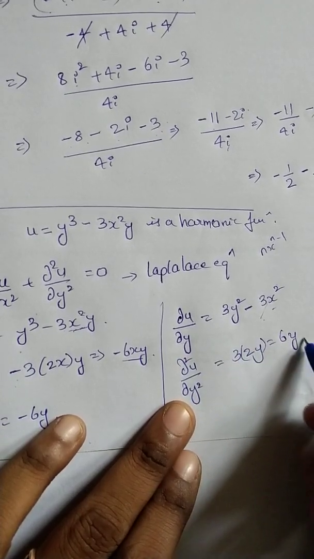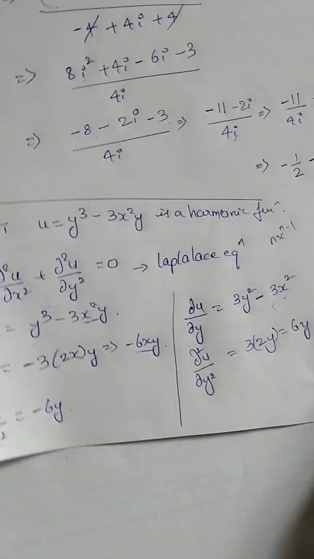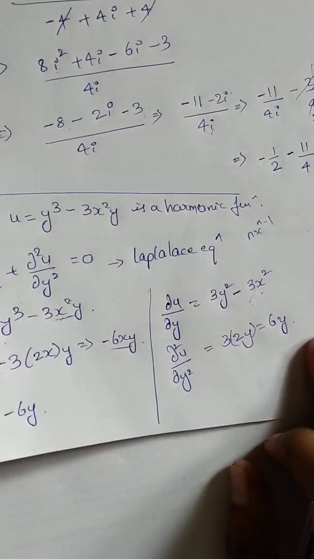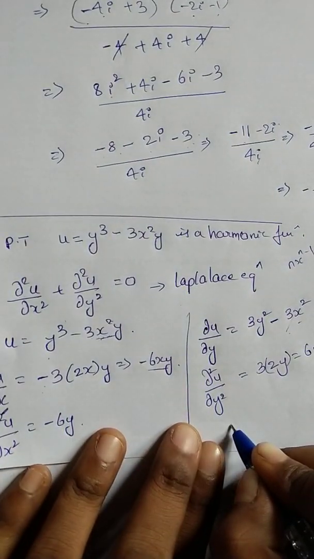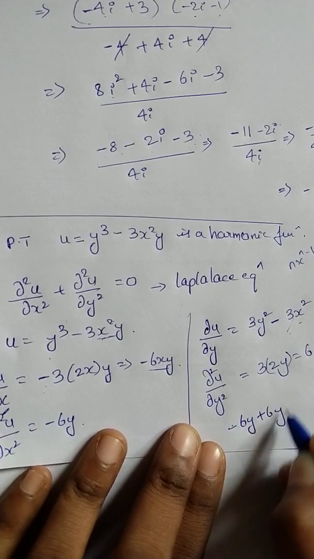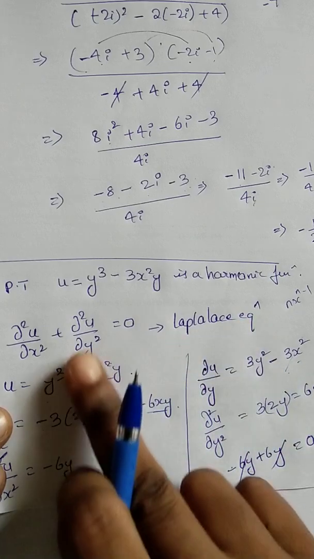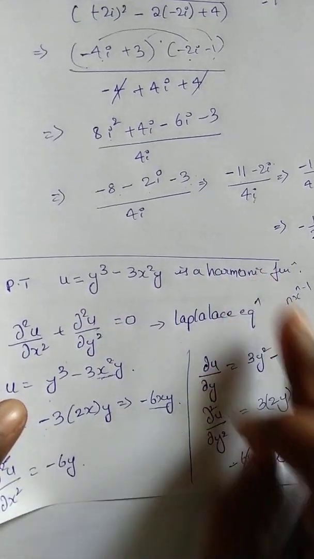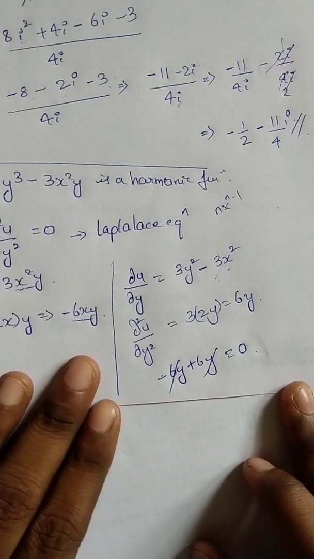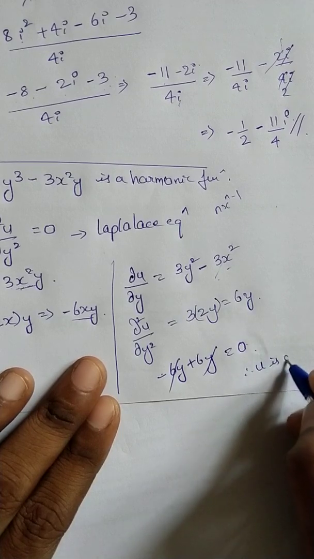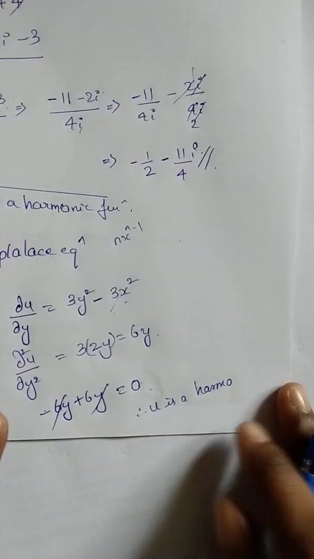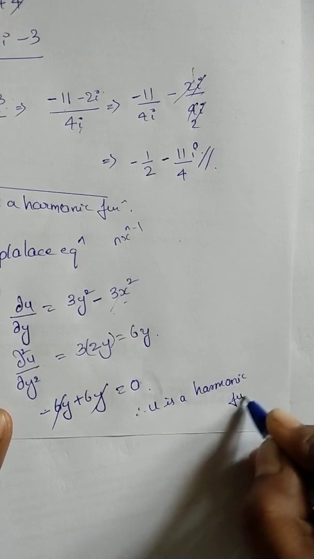so answer is 6y. Okay, when you substitute these two answers, see negative 6y, positive 6y, when you substitute here, then our equation will be minus 6y plus 6y, so both will get cancelled, so answer is 0, right? If the answer is 0, if it satisfies the Laplace equation, then our equation is a harmonic function. So this is the solution, so it satisfies the Laplace equation, so our given u is a harmonic function. Given u is a harmonic function, so that is our solution.